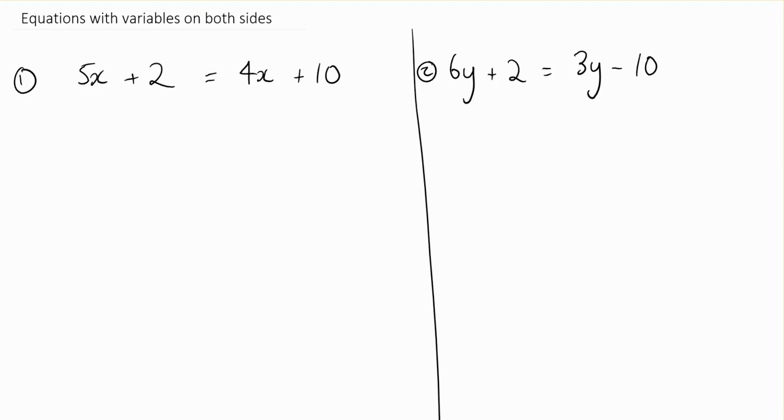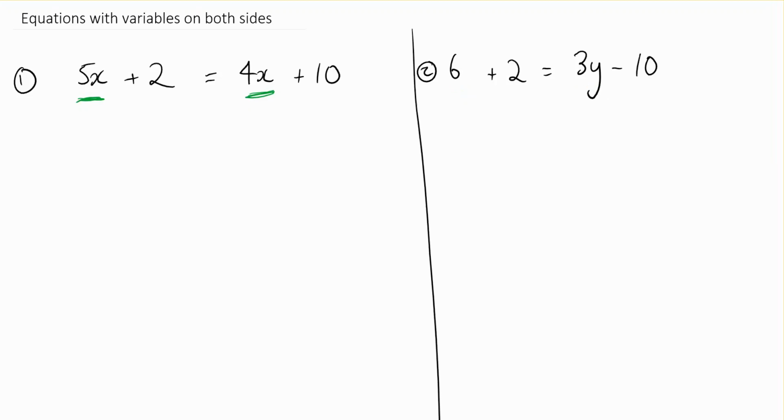Hi, in this video we're going to have a look at equations with variables on both sides. That means that on both sides of the equal sign, there's going to be a term with a letter. So as you can see here, there's a 5x on this side, the left-hand side, and on the right-hand side there's a 4x. In question 2, there's a 6y here, and a 3y on this side of the equal sign.